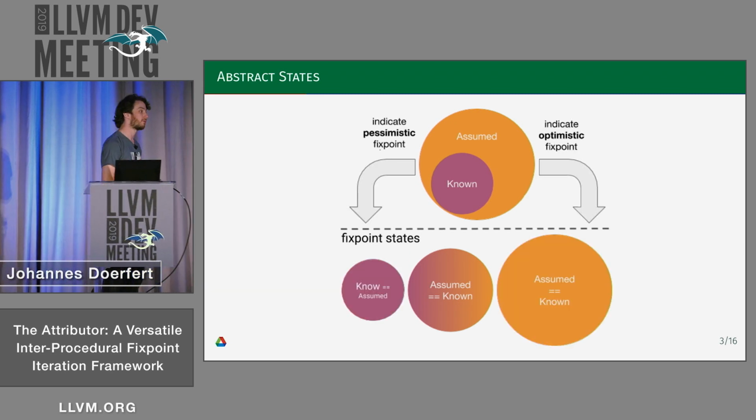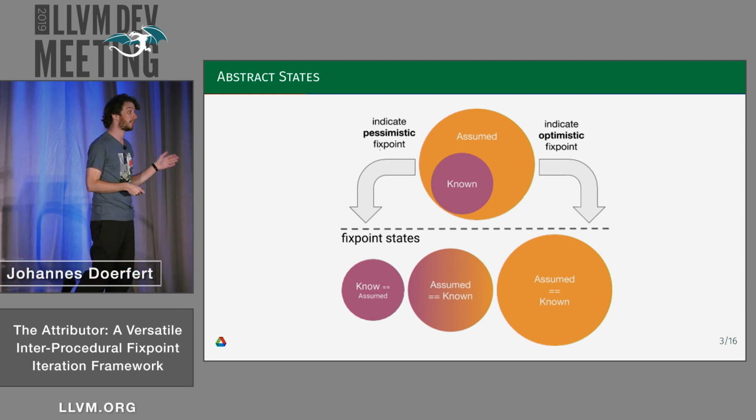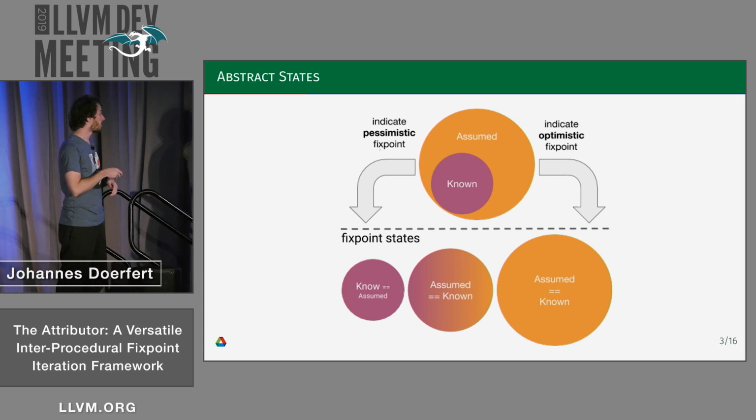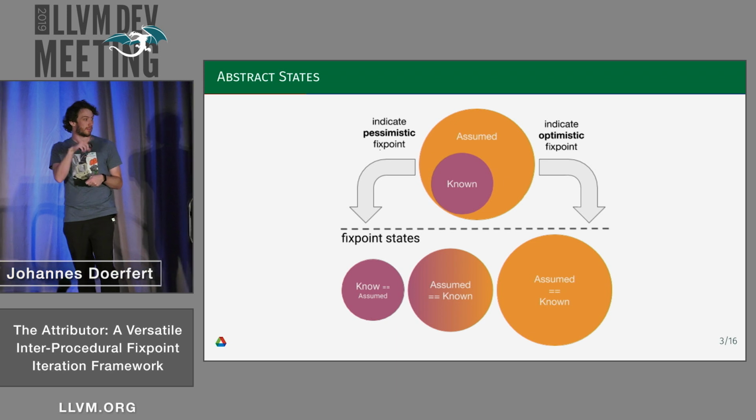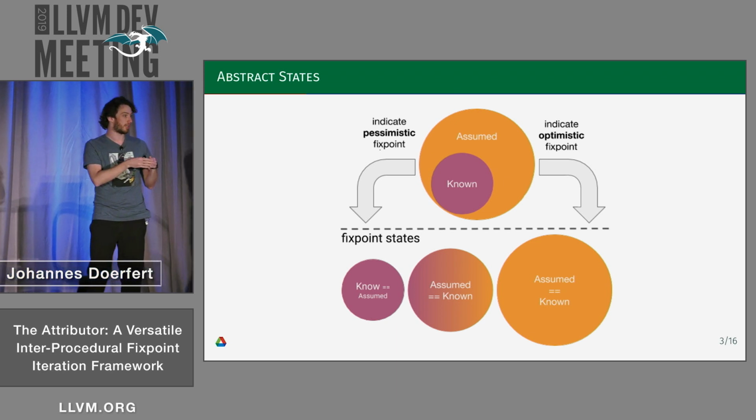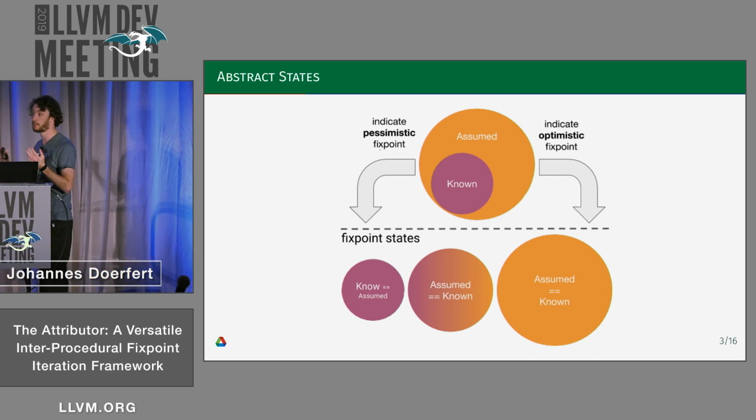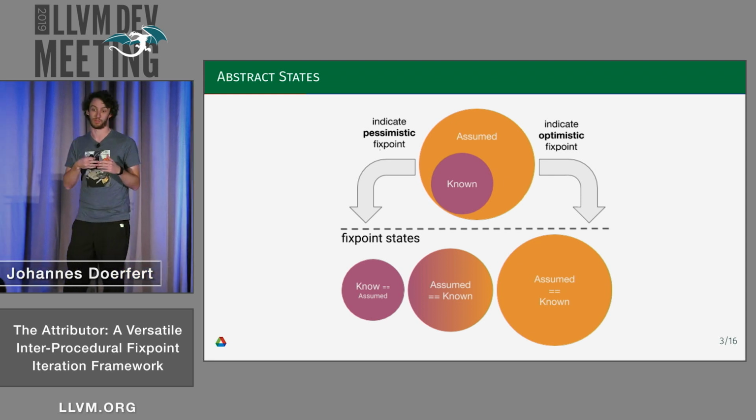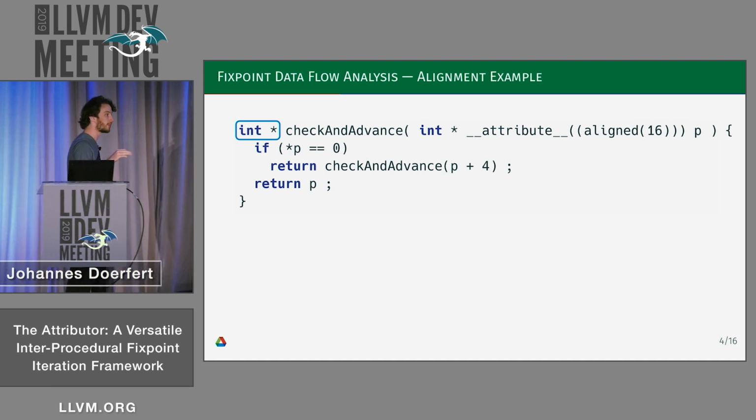Now, there are two special functions each abstract state has to provide, which are indicate pessimistic and indicate optimistic fixed point, which will force fixed points to happen. Either we set the assumed to the known value or the other way around. So what we did, after nothing changed anymore, we could indicate an optimistic fixed point, and the known values became the assumed values. And if we, for example, time out, we have to do the opposite. We indicate a pessimistic fixed point, and we fall back to the known values at some point. Okay?